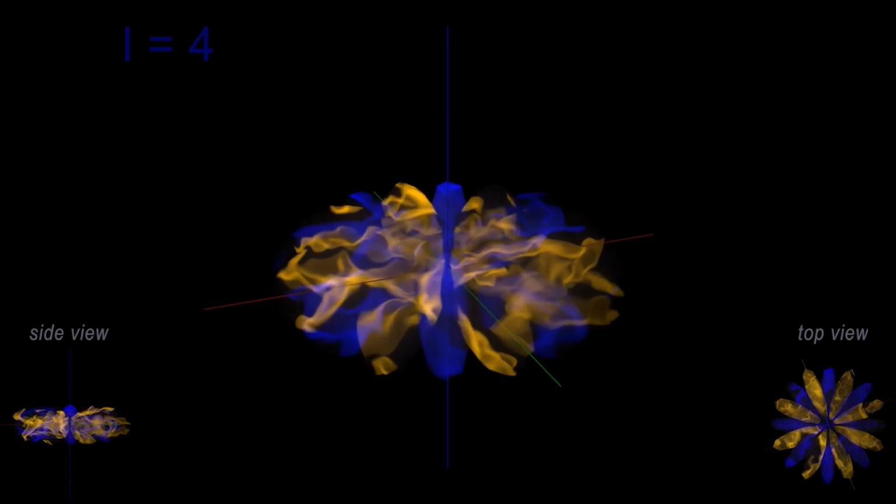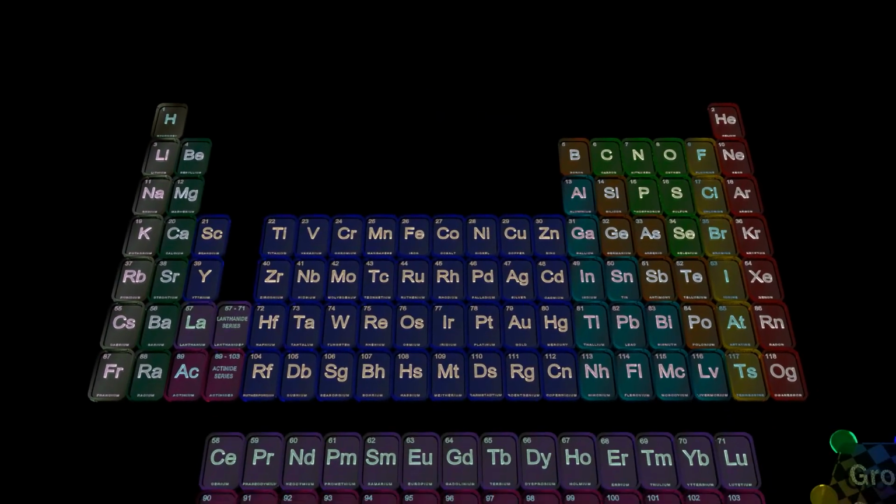And those are the 9 G orbitals, one for each integer from minus 4 to plus 4. Remember, for elements on the periodic table, there are no ground state electrons in these orbitals.